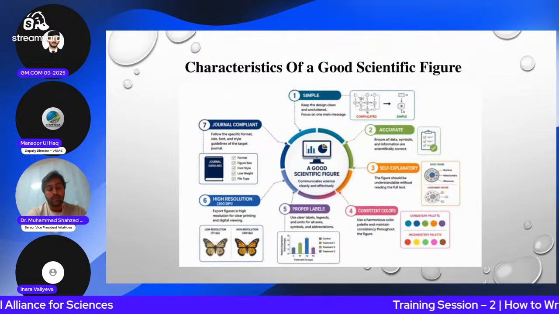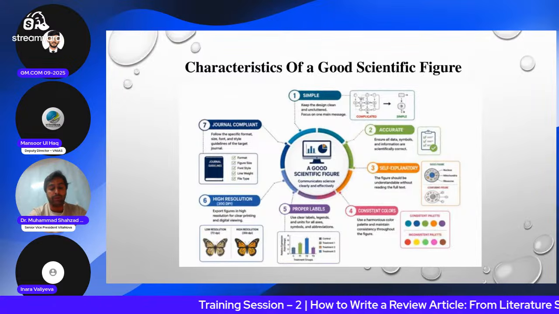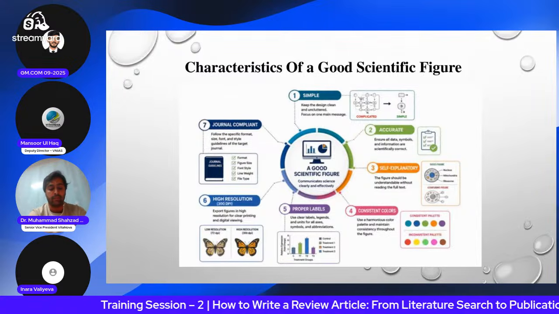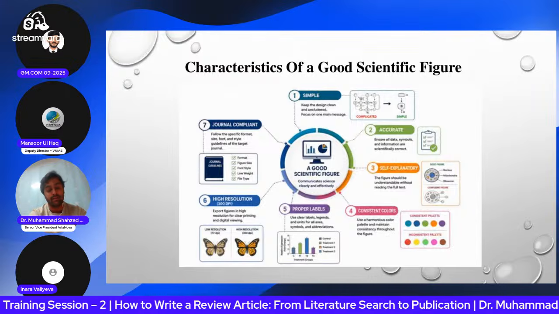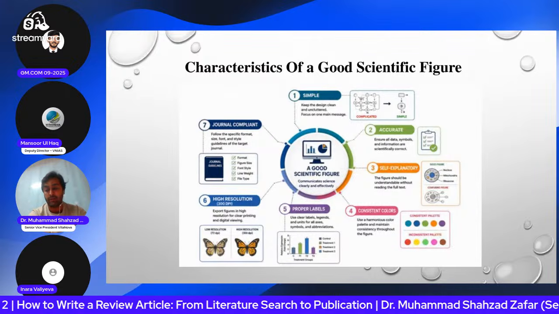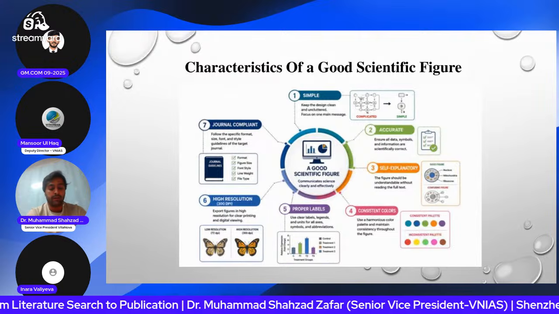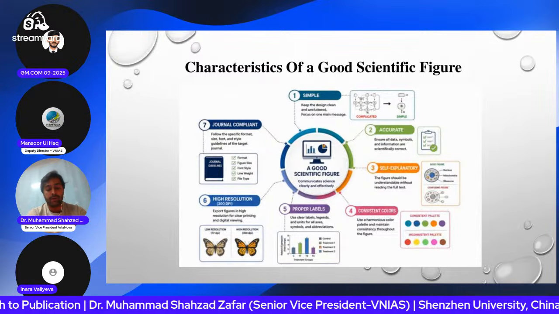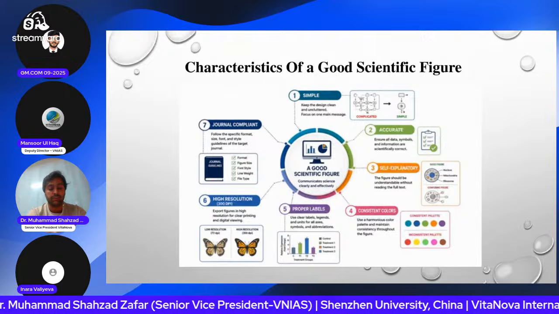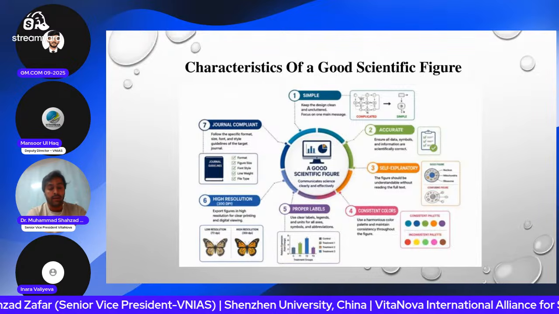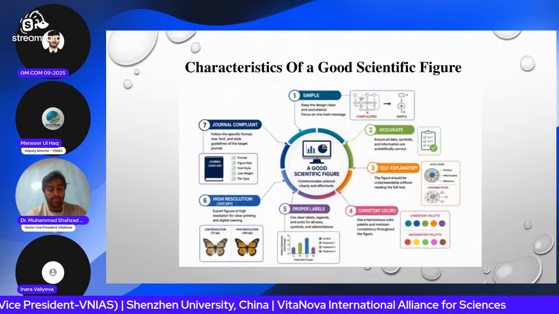Number 4, consistent colors. Use colors systematically. For example, if blue represents one cell type, do not suddenly use blue for another concept elsewhere in the same figure. Number 5, proper labels. Axes, abbreviations, pathways, groups, and symbols should be clearly labeled. And number 6, high resolution.